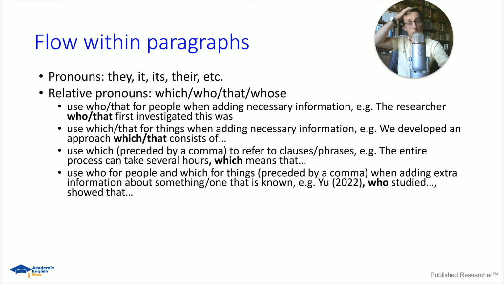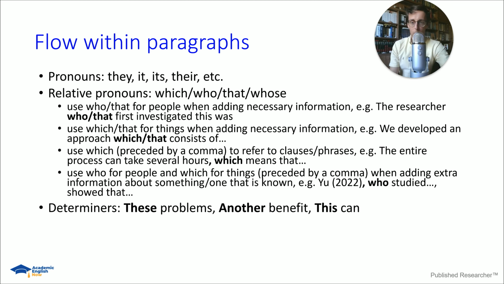And then you use who for people and which for things, preceded by a comma when you add extra information about something that is already known. So like in this example, let's say you start a sentence with the name of the author, like You 2022, then we're going to put a comma, who studied, and then another comma when we finish that sub-sentence, and then show that, okay? Because You 2022, there's just one of that person, it's known, unique, we're adding extra information, right? We're not adding necessary information. So that's how relative pronouns work.